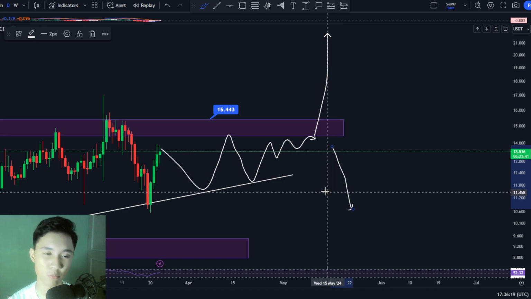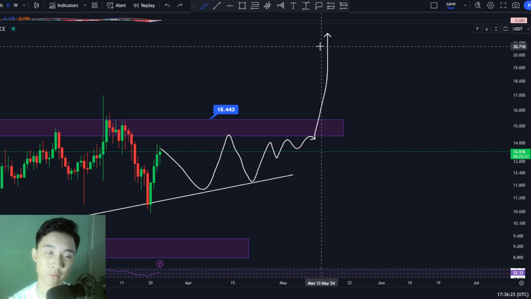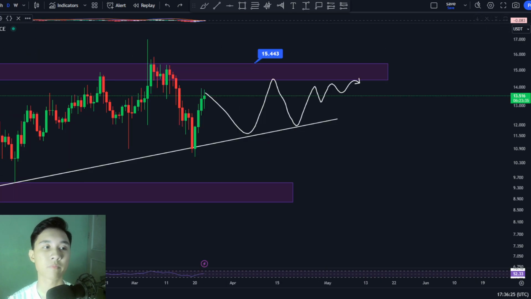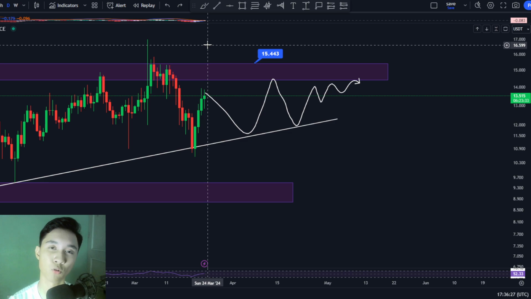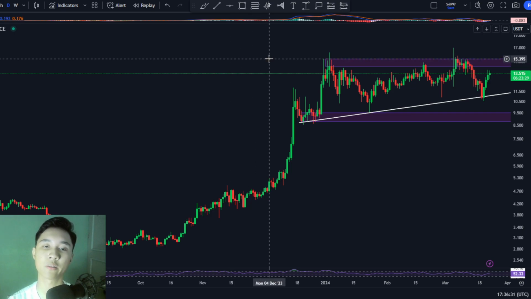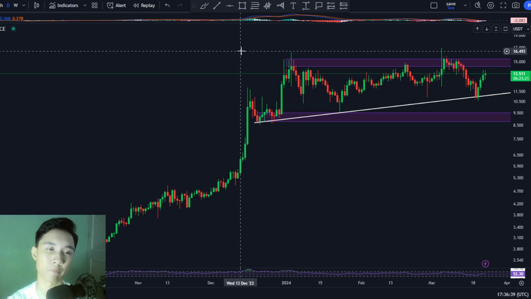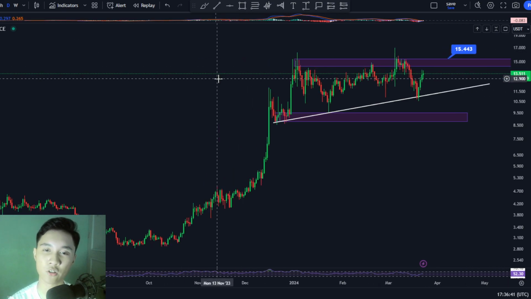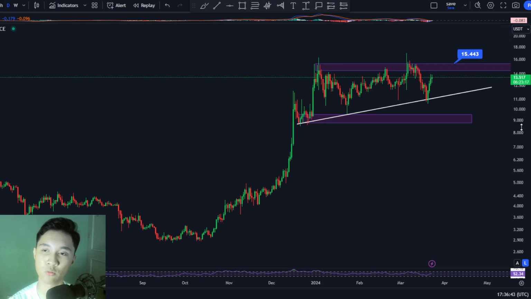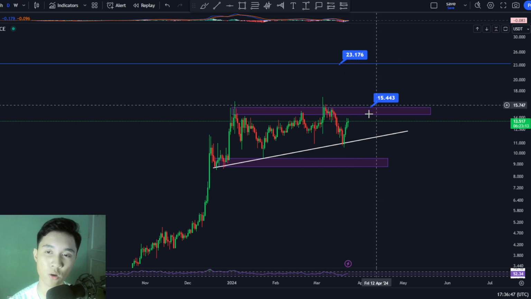My thesis, or my expectation right now, is a break to the upside, because everything in the crypto market has flipped bullish. We're seeing Bitcoin break above its previous all-time high. Everything is starting to flip bullish. We're essentially well over the bear market territory. So it's very logical to assume a break to the upside is the more probable scenario rather than a break to the downside.